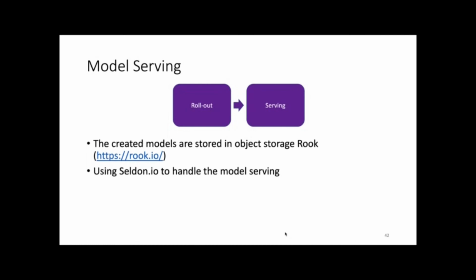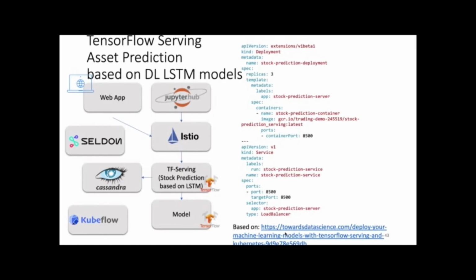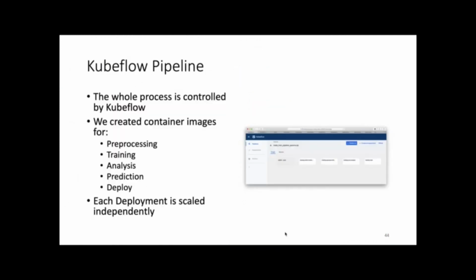We use Seldon to serve the model, and we use Istio in correlation with Seldon to control the traffic. Kubeflow has been key in building the whole process and controlling it. We created container images for pre-processing, training, analysis, prediction, and deployment, and each deployment has been scaled independently.